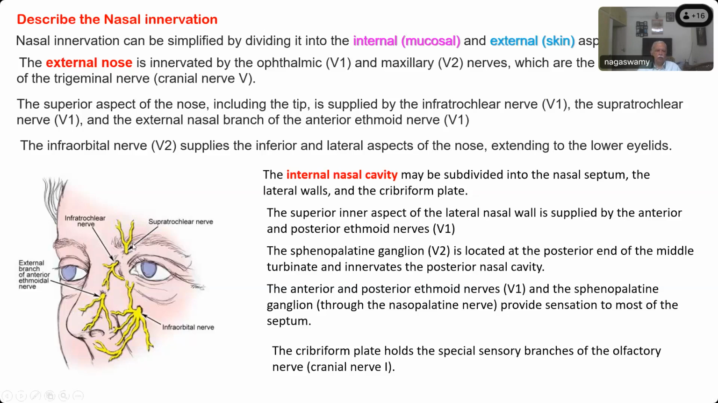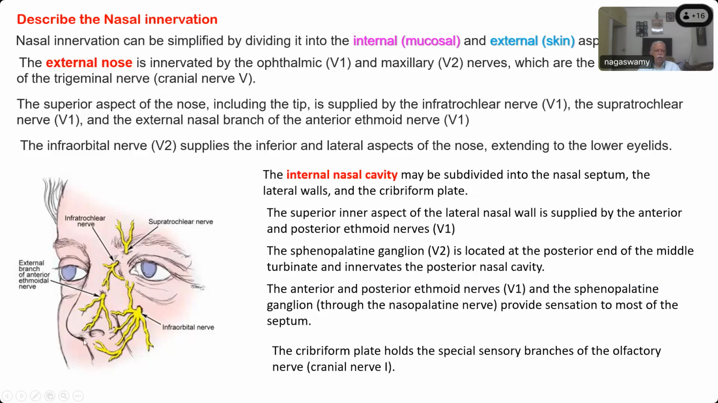So if you want to do any rhinoplasty under local anesthesia, if your surgeon is not well versed with the blocking, you must tell him where to block. This is the supratrochlear, you have to block here at the medial end of the eyebrow, just below that. Then the infratrochlear will be at the root of the nose. The external branch of the ethmoidal will be almost on the middle of the nasal bone, and the infraorbital nerve will be in line with the pupil, below the lower margin of the orbit.